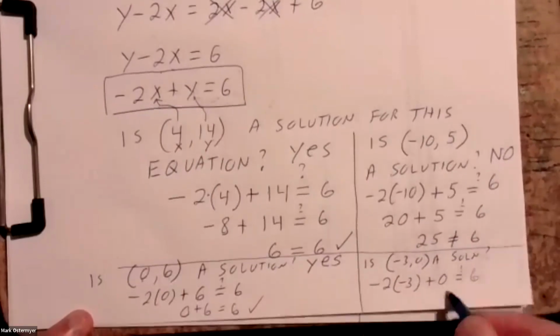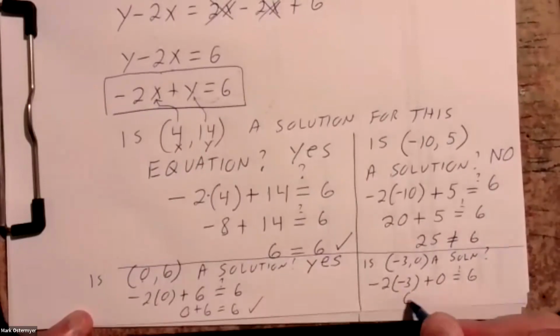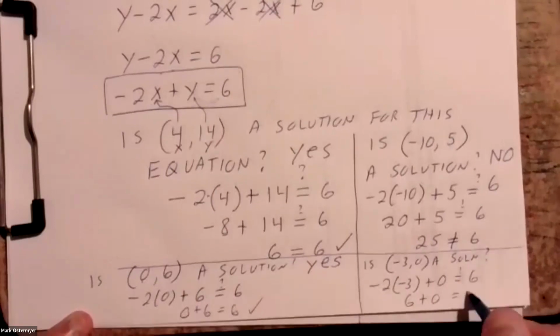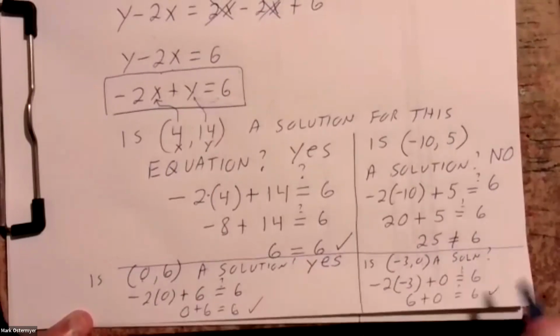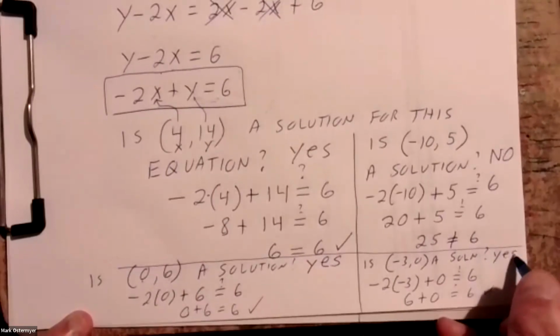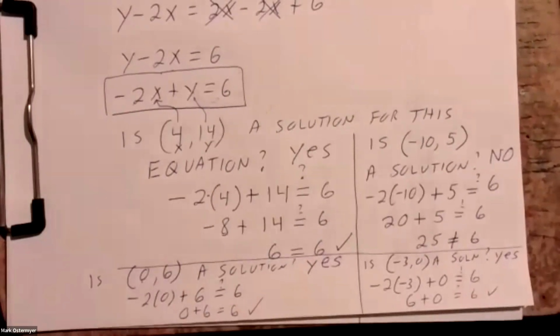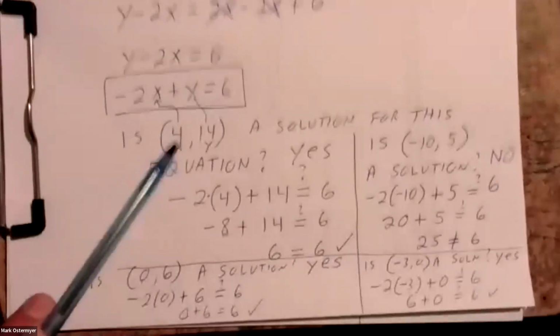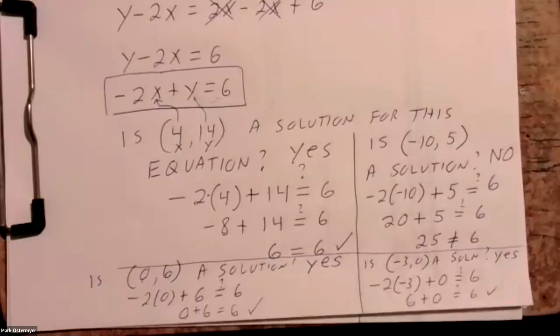Does it work? Well, -2 times -3 is 6. Is 6 plus 0 equal to 6? And the answer is yes. We found yet another ordered pair solution, which is (-3, 0). So we found three ordered pair solutions: (4, 14), (0, 6), and (-3, 0).